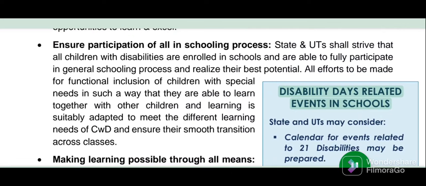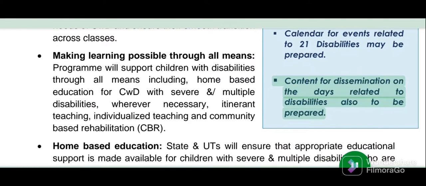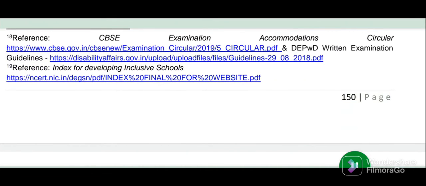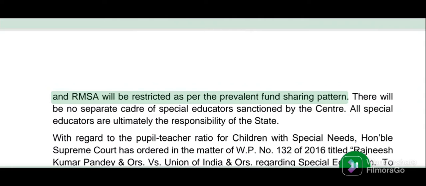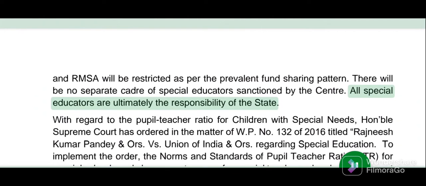Disability Days related events in schools. State and UTs may consider: a calendar for events related to 21 disabilities may be prepared. Content for dissemination on the days related to disabilities also to be prepared. 150 PAGA and RMSA will be restricted as per the prevalent fund sharing pattern. There will be no separate cadre of special educators sanctioned by the centre. All special educators are ultimately the responsibility of the state.